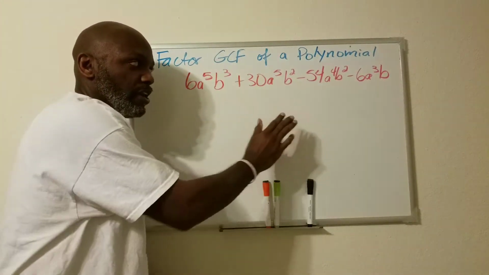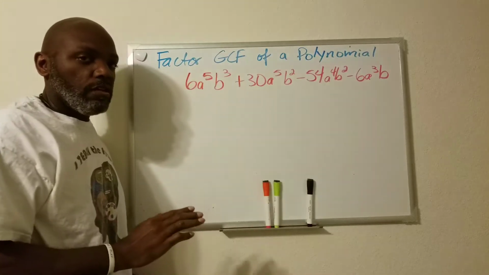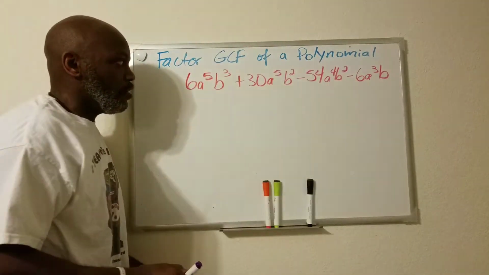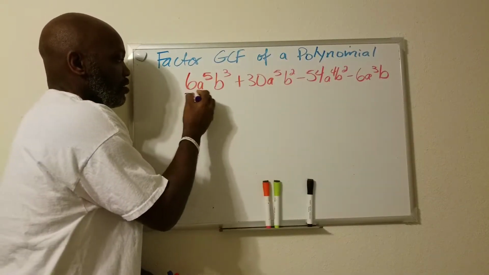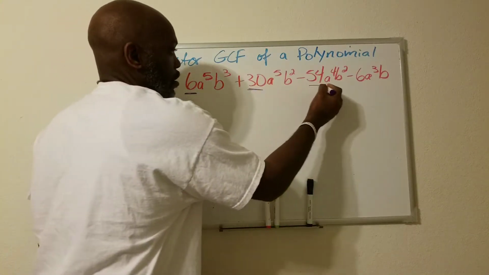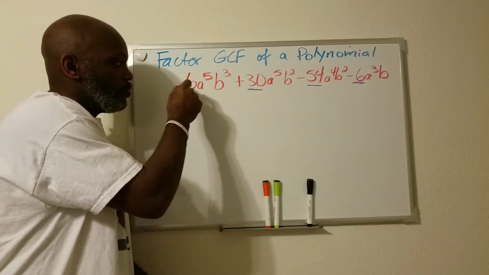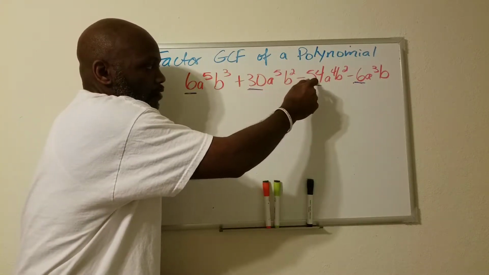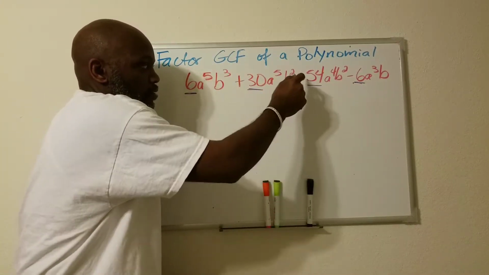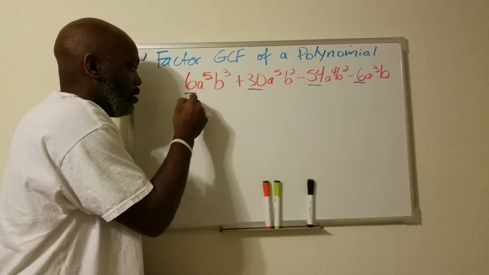It's not about what letters you see. It's not about what numbers you see. It is, what is the process? The first thing that we're going to do is find out what the greatest common factor is of the coefficients, right? And so the greatest common factor between 6, 30, 54, and 6 is going to be 6.